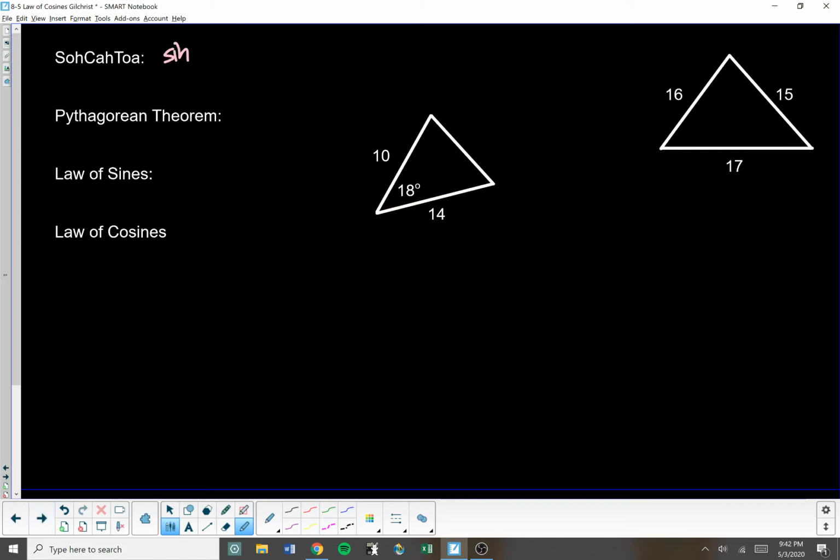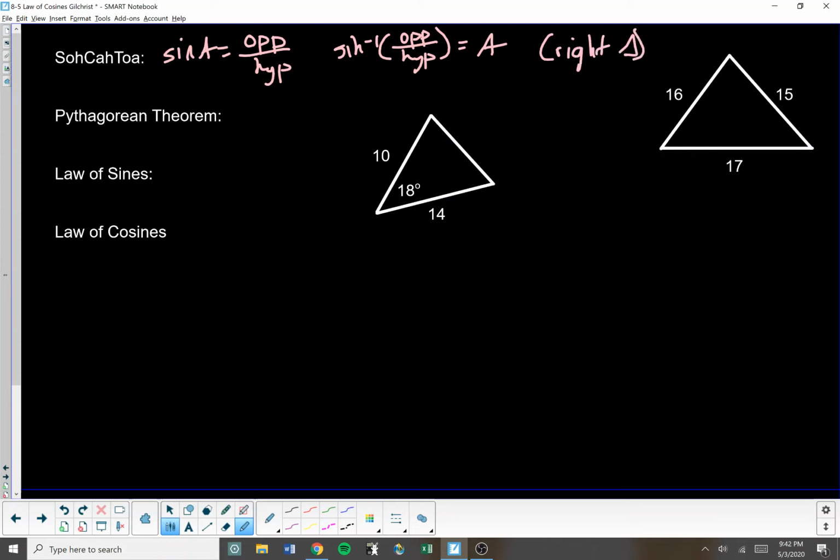Sohcahtoa is where we say that the sine of an angle, so say sine of angle A, equals the opposite divided by the hypotenuse. And don't forget we can also say that the inverse sine of the opposite divided by the hypotenuse gets you angle A. That only works in right triangles. We've learned Pythag, which is a squared plus b squared equals c squared, also only works in right triangles. And we use the law of sines, sine of A over A equals sine of B over B, and you can use that whenever you have an angle side pair. If you don't have an angle side pair, you want to use law of cosines.